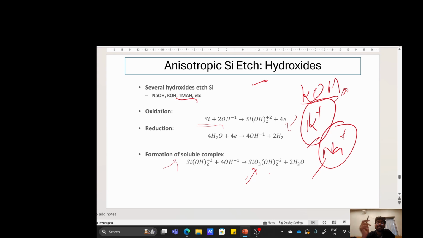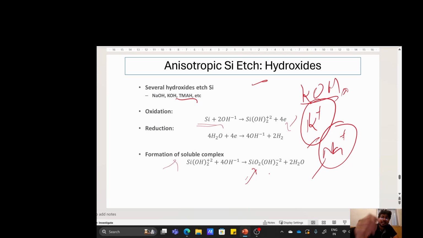hydroxides. Now the hydroxide silicon etching. Previously we used HF to etch the silicon, with this combination of HF plus nitric acid plus acetic acid, the HNA. First it was converting silicon to silicon dioxide, and then we were removing the silicon dioxide. Now these hydroxides, NaOH, KOH, TMAH, can directly remove the silicon.